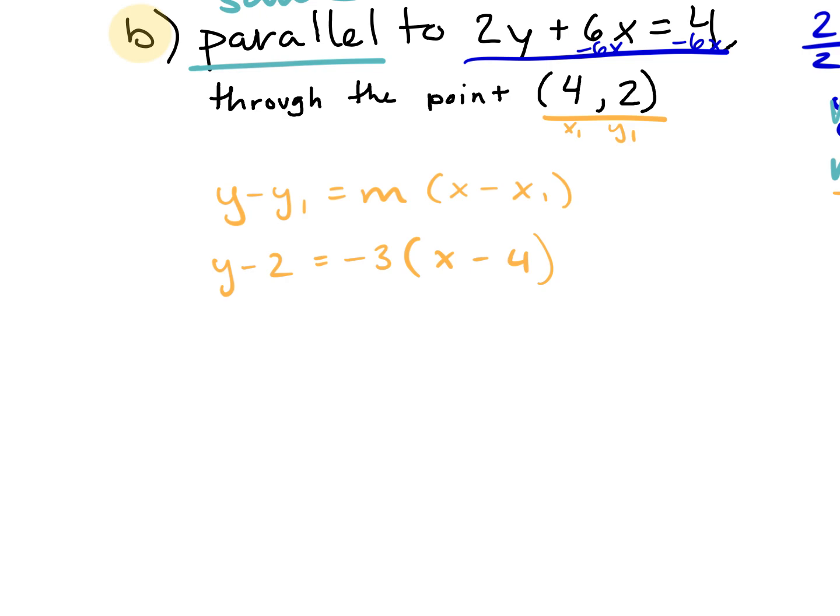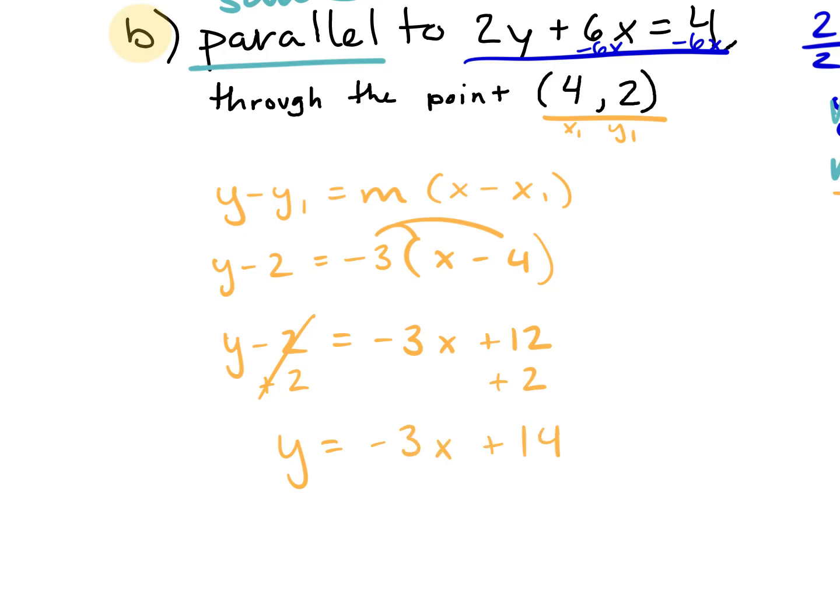But if it says slope-intercept form, what do we have to do? Distribute. We want to make it y equals. We have to get the y all by itself. So y - 2 = -3x + 12. What would we do next? Add 2. Perfect. So y = -3x + 14.